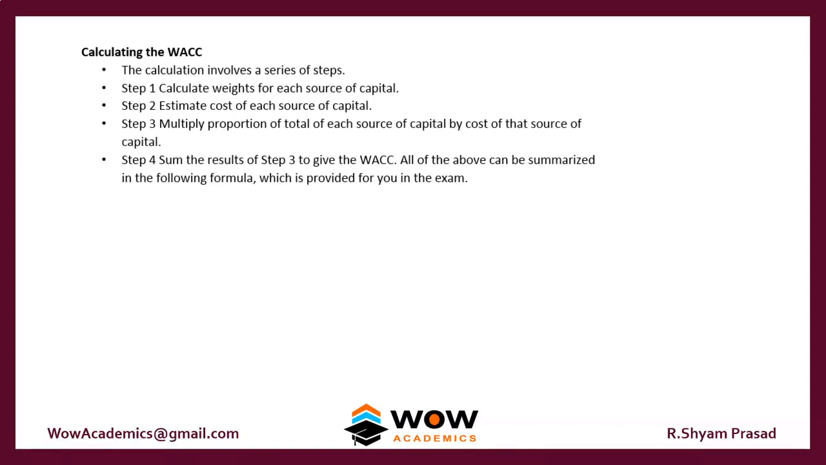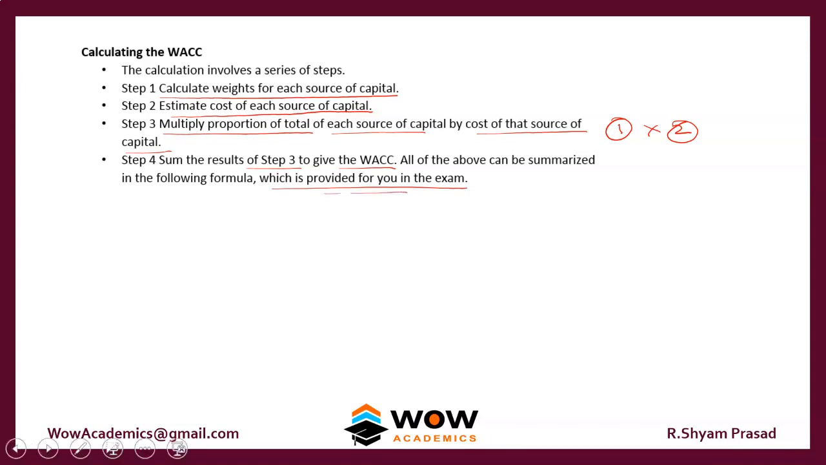So the first step is calculate weights for each source of capital, then estimate the cost of each source of capital, multiply the proportion of each source of capital by the cost of that source of capital. So this is actually step number 1 into step number 2. Sum the result of step 3 to give the WACC. All of the above can be summarized in the following formula, which will be provided to you in the exam.